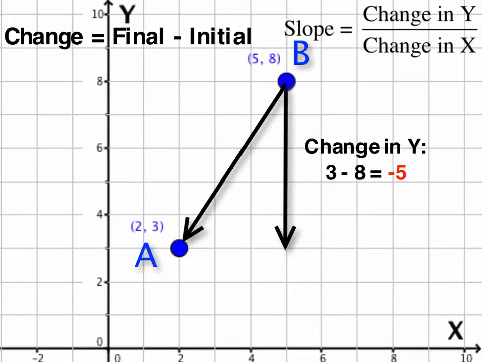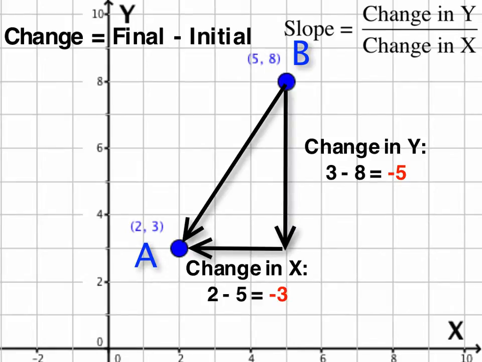Similarly, to find the change in x, we take the x-coordinate from A and subtract from it the x-coordinate from B. So 2 minus 5 equals negative 3. Of course, the length of this line is not negative 3 units. Negative 3 represents the change in our x values, going from point B to point A. So now that we've got our change in y and our change in x, we're ready to find the slope.